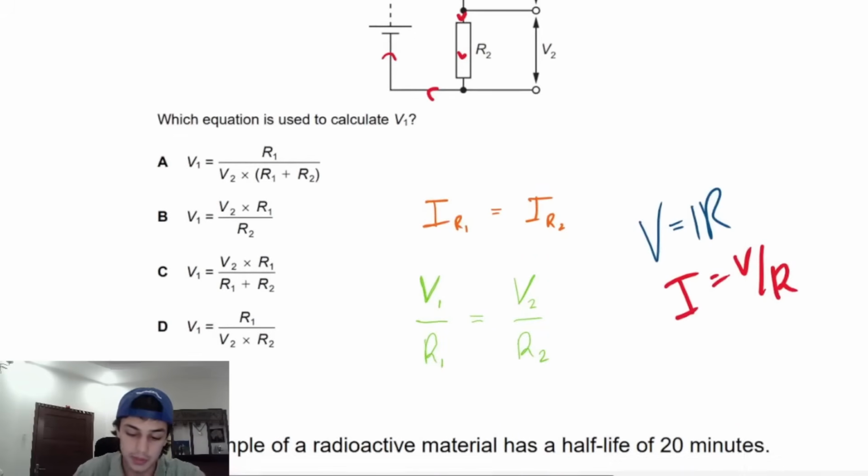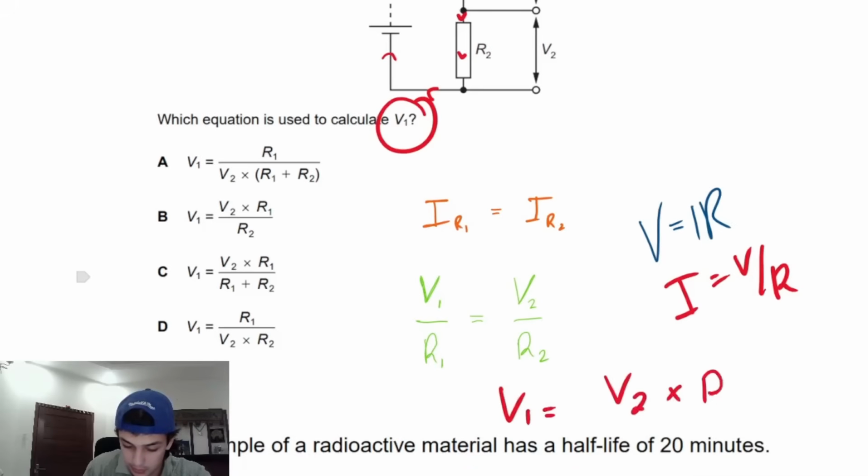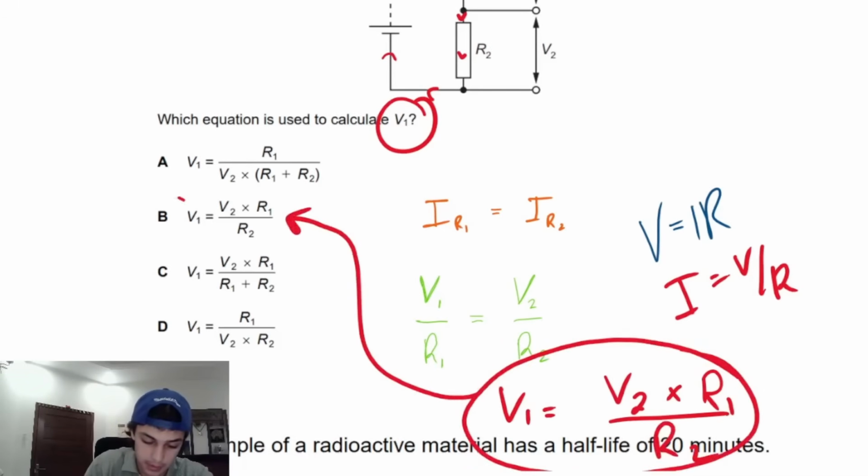Now that this is clear, we just need to rearrange the equation for V1, and that is going to be V1 is equal to V2 times R1 divided by R2. This should give us the value as B over here.